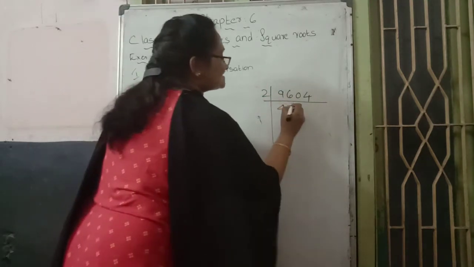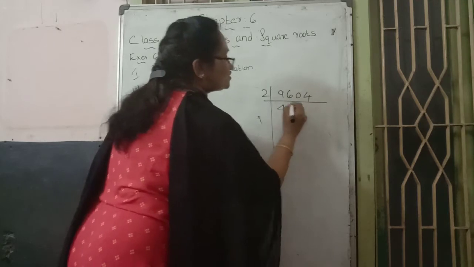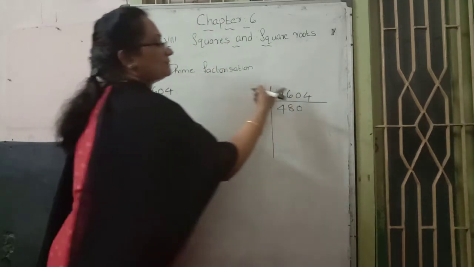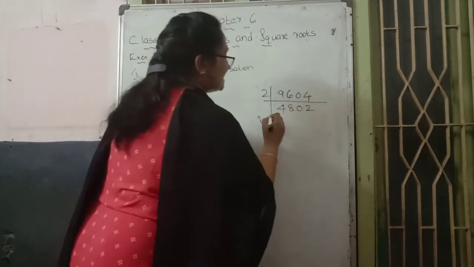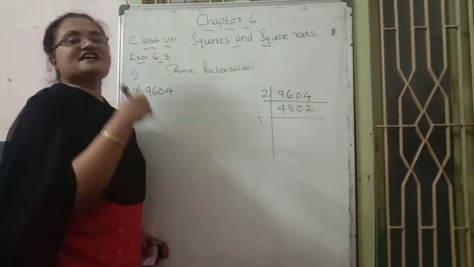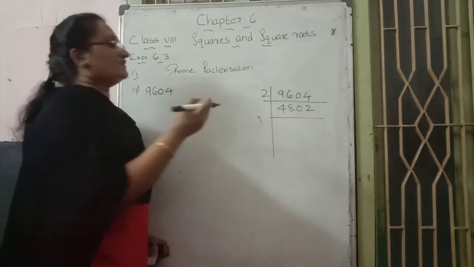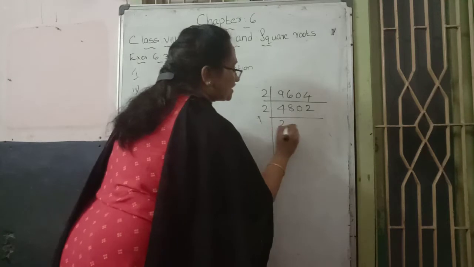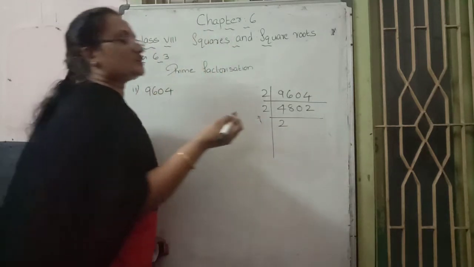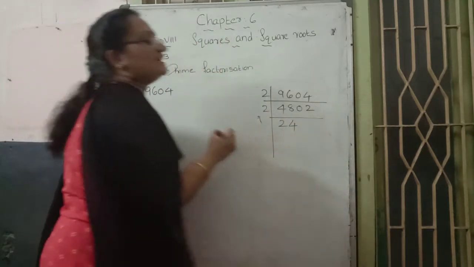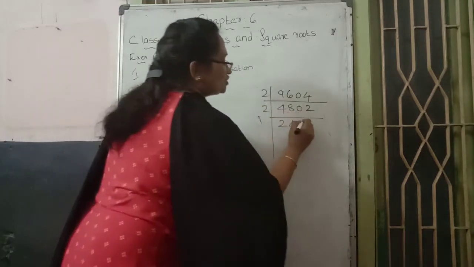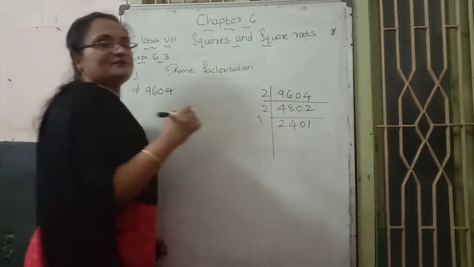1 and 6 joining is 16. 2 table 16, 8 times. Then 0 means 2 table 0, 0. Next number 4, 2 table 4, 2 times. Again the unit place is 2. That's why we continue with the even number 2. 2 table 4, 2 times. 2 table 8, when we get 2 4s are 8. 2 table 0, 0. 2 table 2, 1 time.